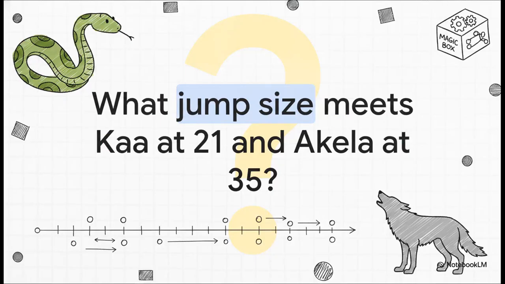Well, we've covered a ton of ground today, from magic number boxes to tracking jungle predators. I'm going to leave you with this final puzzle, straight from Chapter 13, to solve on your own. What single jump size lets Mowgli safely visit both Kaa the snake at space 21 and Akela the wolf at space 35? Think about it. You're looking for a common factor between 21 and 35. Grab a number line, map it out, and see if you can guide him safely.